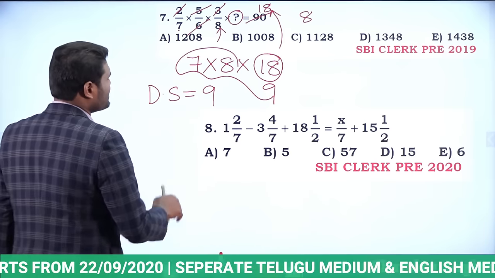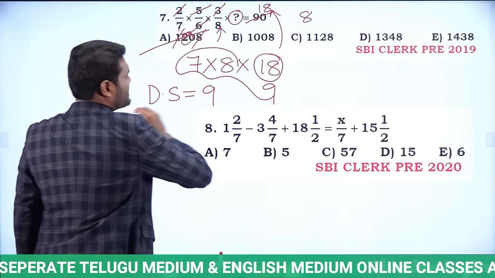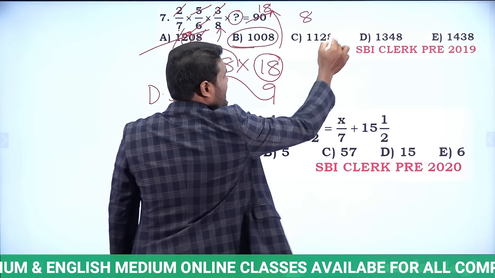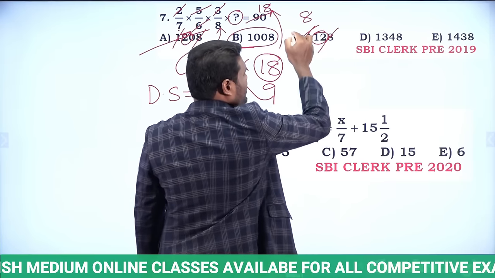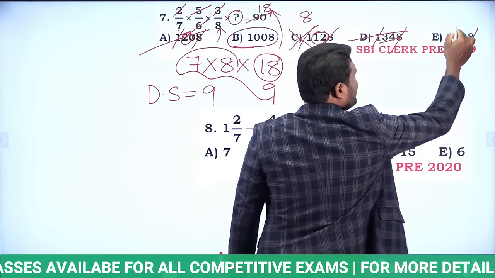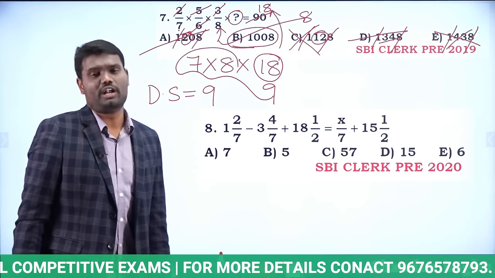If the option's digital sum should be 9, look here, here the digital sum is 2. This is the wrong answer. Here the digital sum is 9. This can be your answer. Here the digital sum is 3. Wrong answer. Here the digital sum is 7. Wrong answer. Here the digital sum is 7. Wrong answer. Which means option B is going to be the answer.